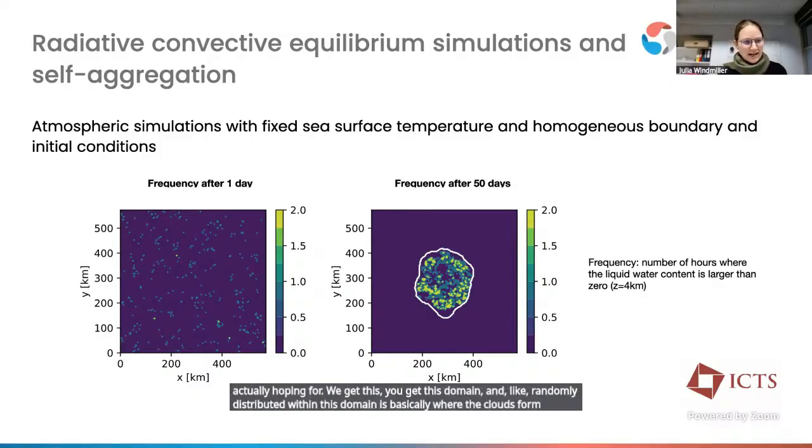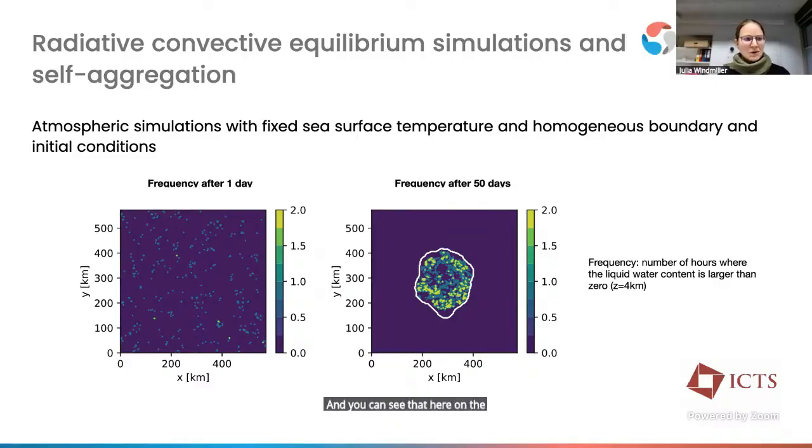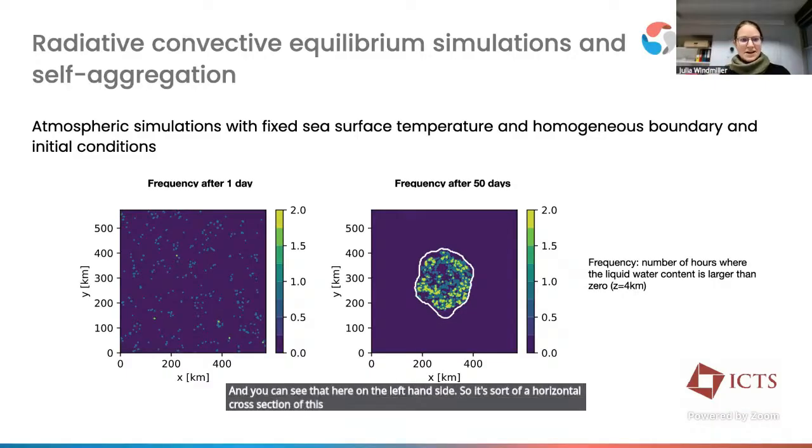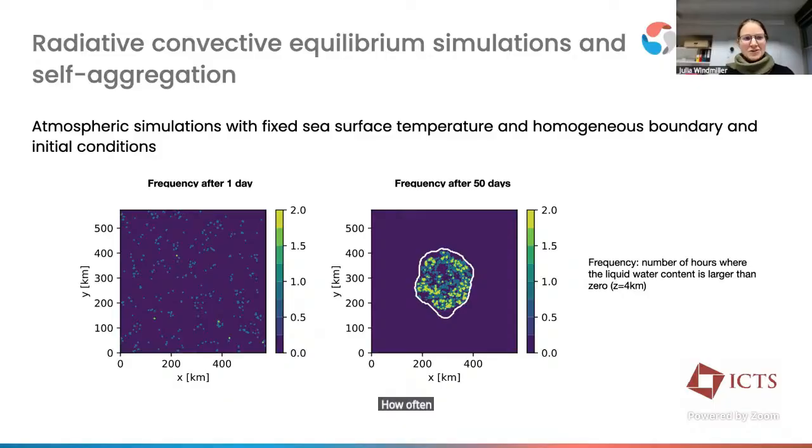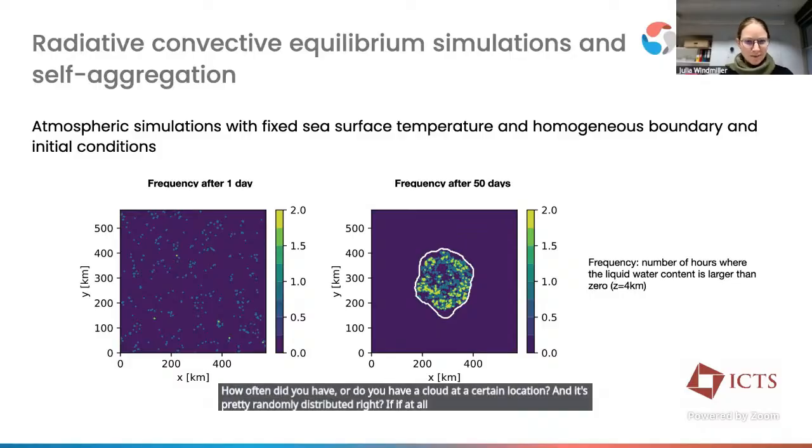And you can see that here on the left-hand side. It's a horizontal cross-section of this simulation, and the colors give you how often you have a cloud at a certain location. And it's pretty randomly distributed, right? If at all, it's maybe irregular, but that's maybe another question.